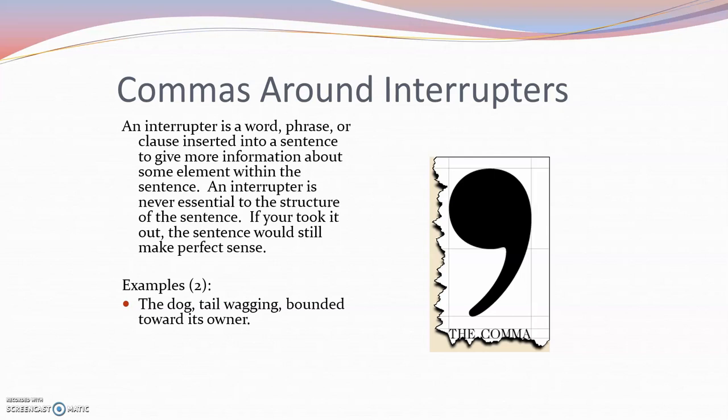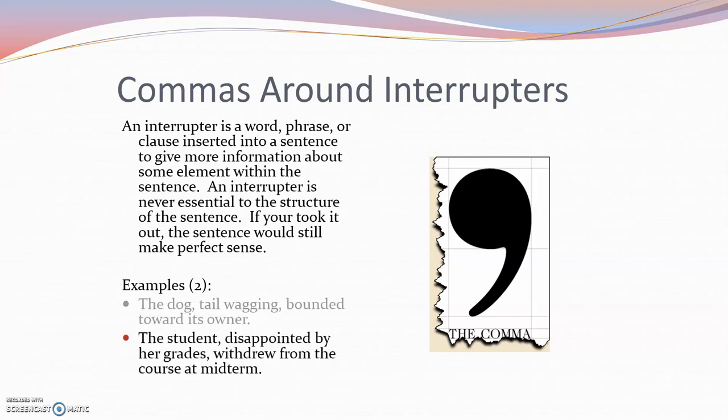But let's look at the sentence. If you took out the words tail wagging and read the sentence, the dog bounded towards its owner, it still is an independent clause. It has the subject dog, the verb bounded, and it completes the thought with towards its owner. So tail wagging is nice to know, but the verb bounded makes it pretty clear that the dog's coming pretty happily. So it's a non-essential element or an interrupter interrupting the flow. So there's a comma before and after it.